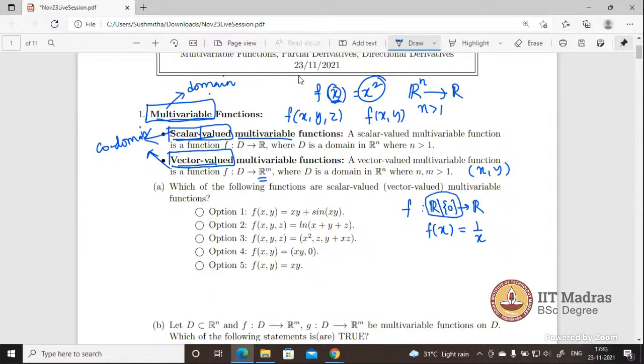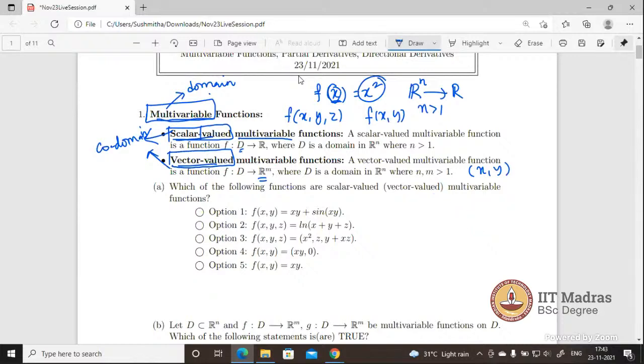So this is the D. We are collecting the set of all points where the function is defined. And that's where we define that D is a domain in Rn, as per the definition of domain. Okay, ma'am. Thank you very much.